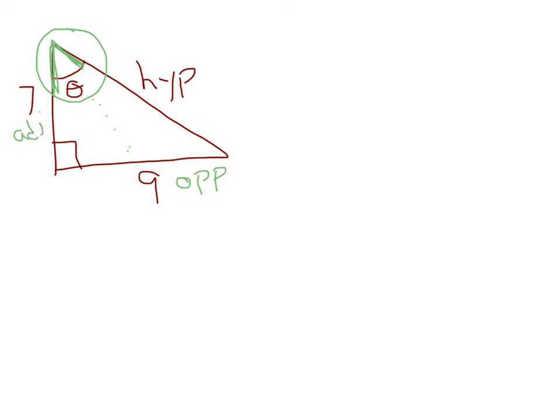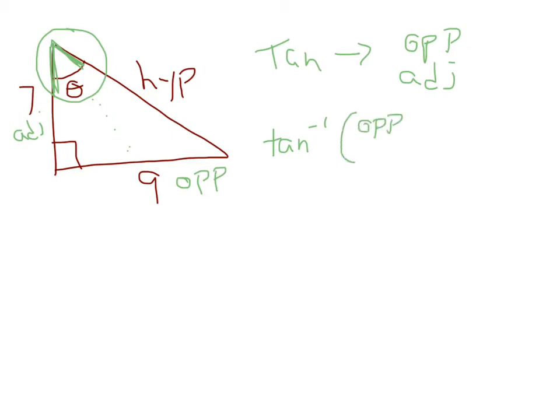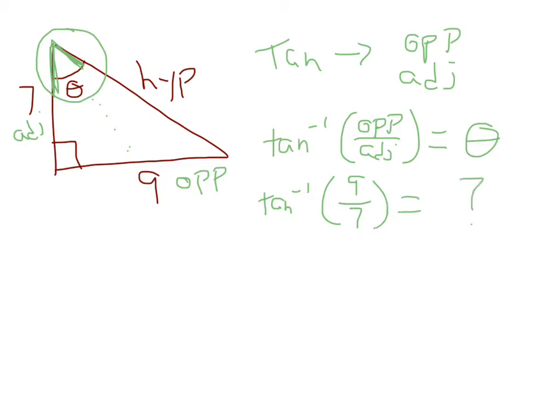So I know opposite and adjacent. And if we remember from before, tangent gives us a relationship between the opposite side and the adjacent side. So I'm going to want to use inverse tangent here. I'm going to write this out as tangent raised to the -1, which again is not an exponent. And in it, I'm going to put my opposite side value over my adjacent side value, and it's going to give me the angle theta. I can put this in as tangent inverse of the opposite side, 9, over the adjacent side, 7, equals some value, I don't know what it is yet.